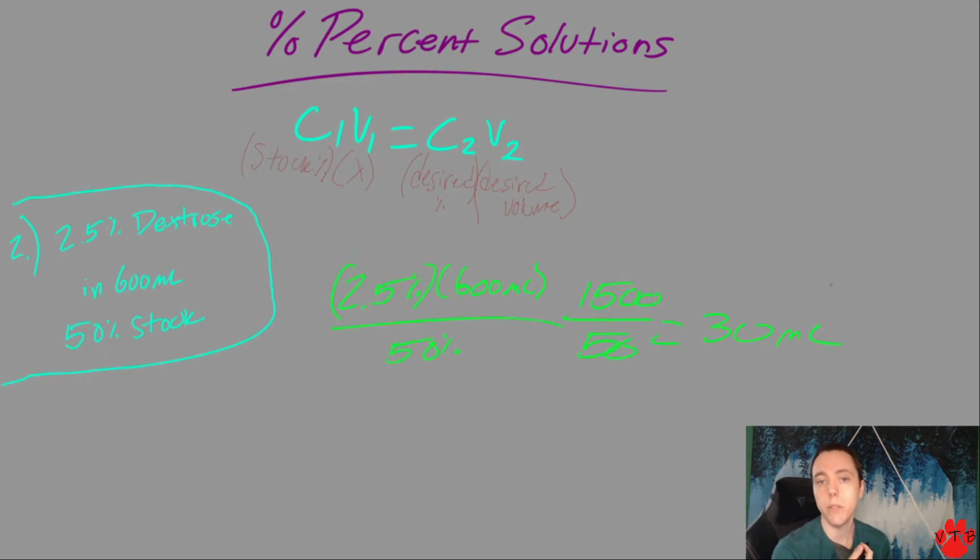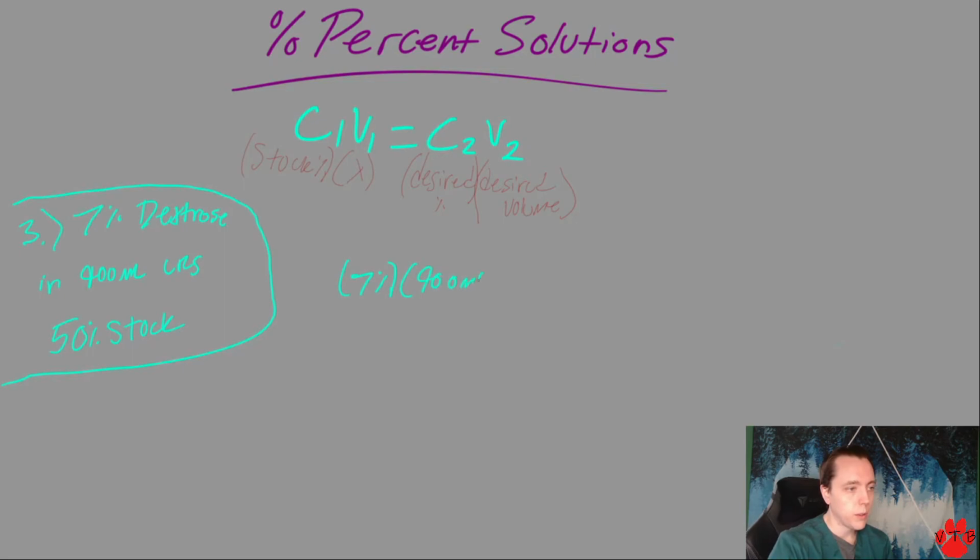If you don't believe me, you can do the C1V1 C2V2 method and be pleasantly surprised when it comes out to be exactly the same. Alright, let's do it one more time just to sink it in. We want a 7% dextrose solution in 900 mLs of LRS. Again, we're dealing with dextrose, so we have a 50% stock solution to keep it consistent. So our desired percent is 7% times our desired volume, which is 900 mLs, divided by our stock, which is 50%. So 7 times 900 is 6,300, divided by 50 equals 126 mLs. So we have to add 126 mLs to 900 mLs of LRS to get a 7% solution. And again, don't forget to remove what you add to keep it correct.